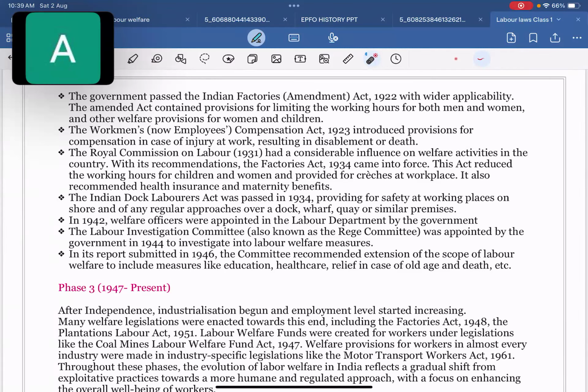In 1942, welfare officers were appointed in the Labour Department by the government. The Labour Investigation Committee, also known as the REG Committee, was appointed by the government in 1944 to investigate the labor welfare measures. So REG Committee, what is it about? That was appointed by the government in 1944 to investigate into labor welfare measures.